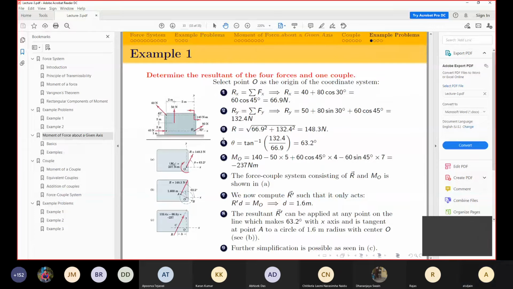So basically it means that at point O, I can have the resultant force at some angle and the moment about this point. So all the forces are replaced by a single force and the moment about that point.